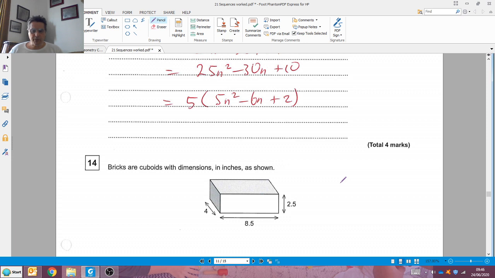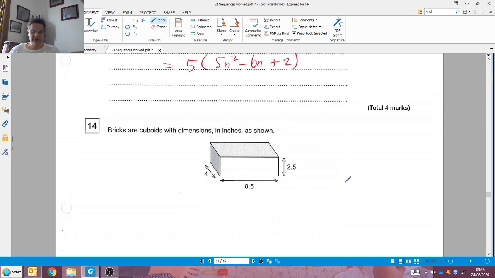Then there's this awkward brick question. So these are the sizes of bricks in inches: 8.5 inches long, 2.5 inches tall, and a depth of 4 inches. So they're going to build a wall out of that. And of course you can't build a wall unless you have a mixture of sand and cement to make the mortar. That's like the glue that keeps it together.